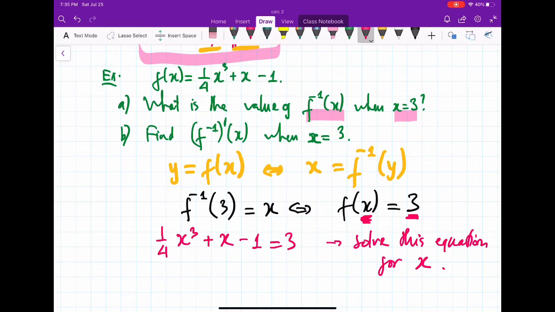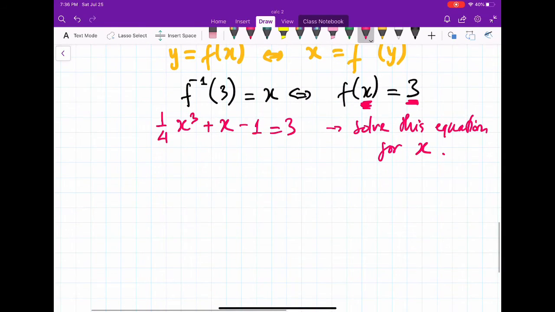If you want to check that this function is 1 to 1, you can take the derivative, and you have 3/4 x squared plus 1. The derivative is always greater than 0. The function is always increasing. Does that make sense? So if the function is always increasing, that should be 1 to 1.